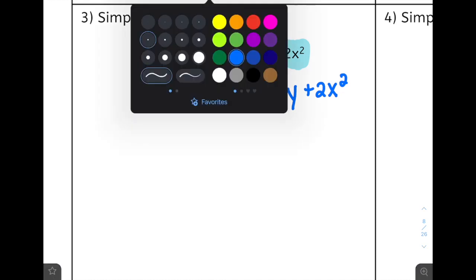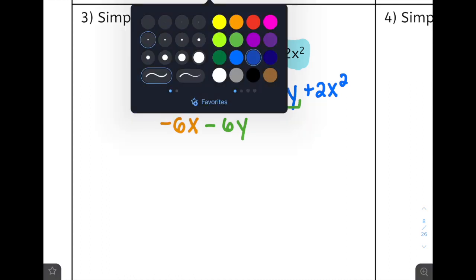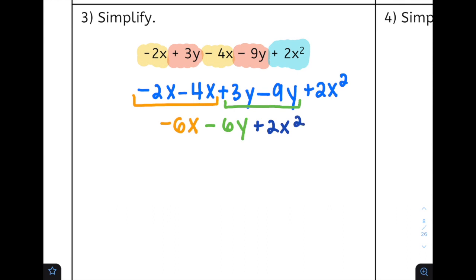Okay, so here we have our x's. Let's simplify and combine those. Negative 2x minus 4x. I have a negative, following integer rules with our coefficients. Negative 2 minus 4 is going to give me negative 6x. Then we have positive 3y minus 9y. So here we're going to subtract 9 from positive 3. We're going to get negative 6y. And then we have all by itself the lonely 2x squared.